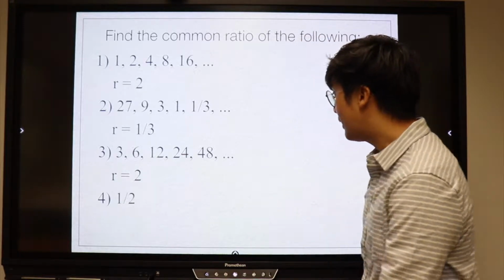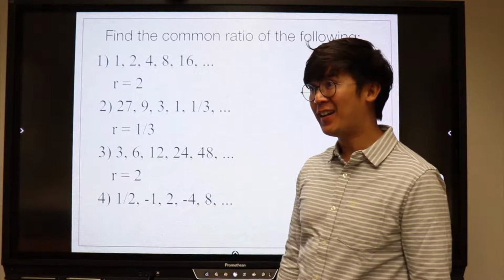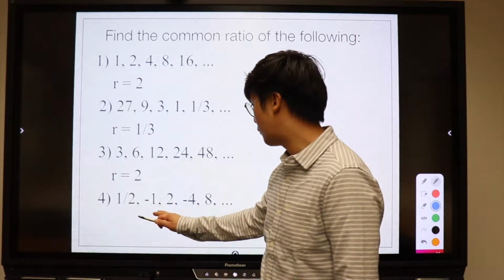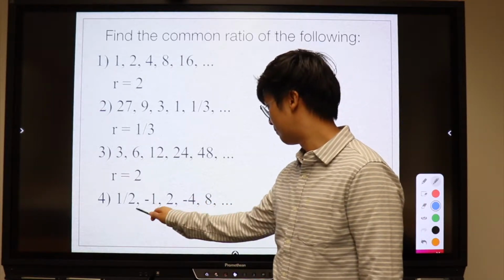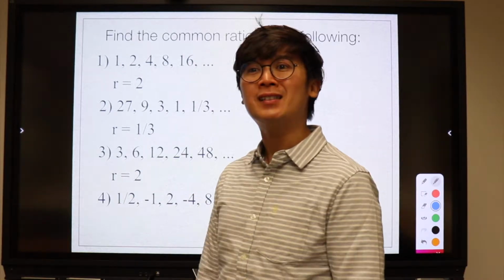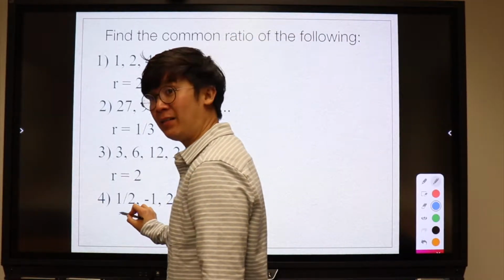Okay? Now, is this shrinking or increasing? Increasing. 1/2, -1, 2, -4, 8. But what do you notice about the signs? It is interchanging, right? So let's see if this is still a geometric sequence. Let's follow the rule. Divide this to that, right?